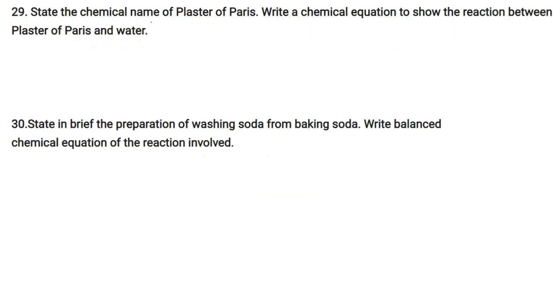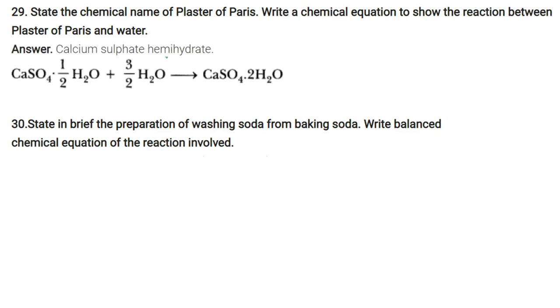State the chemical name of POP, plaster of Paris. Write a chemical equation to show the reaction between POP and water. So calcium sulfate hemihydrate is the chemical name of plaster of Paris. CaSO4.1/2H2O with 3/2 H2O gives you CaSO4.2H2O.